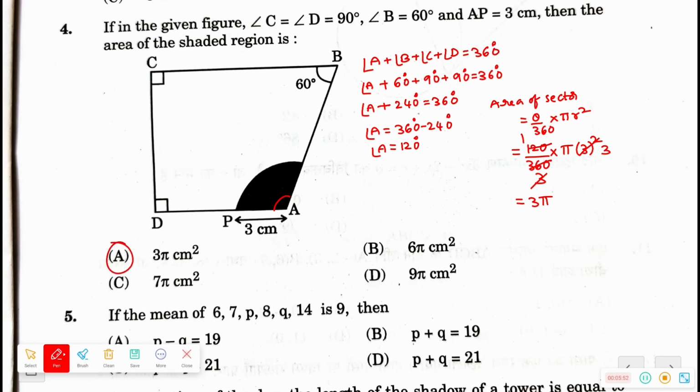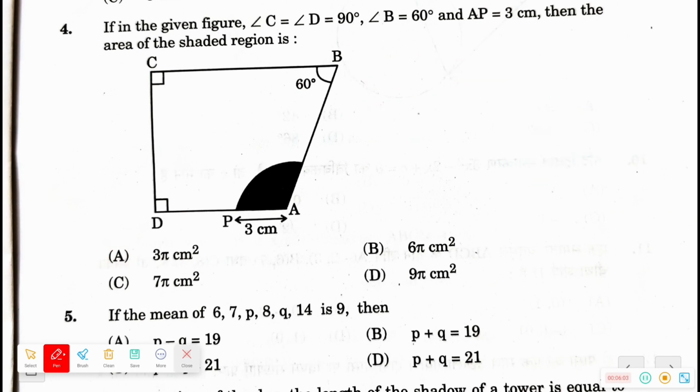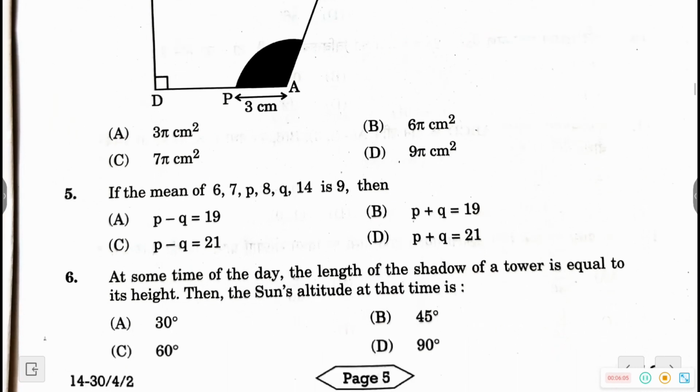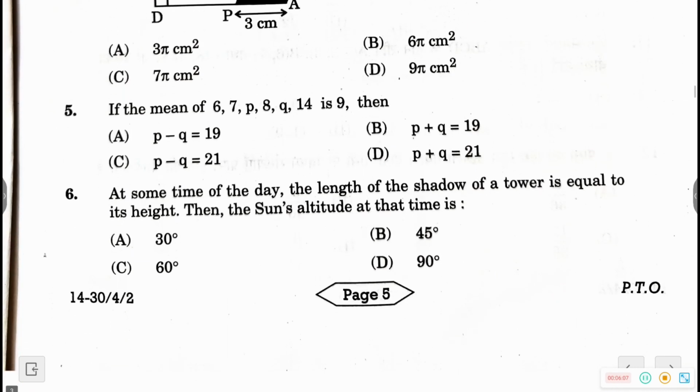Option A is correct. Area of shaded region. Area of shaded is nothing but area of sector. We got it. Now coming to next question. Question number 5 is from statistics.